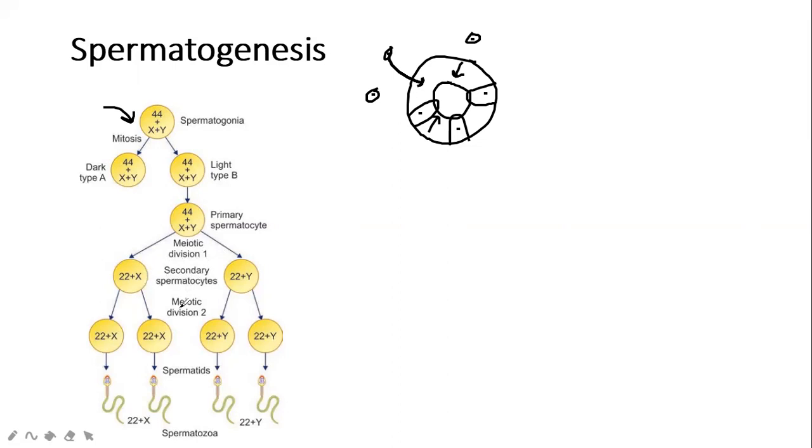And then the second meiotic division into what we call the spermatids. The spermatids will then be given the tail, be reduced in cytoplasm, and be given the acrosome, and then become the spermatozoa. So what I want you to remember is that mitosis is the process that forms the primary spermatocyte. The primary spermatocyte is diploid. The secondary spermatocyte is haploid.